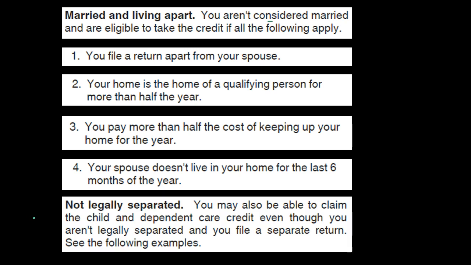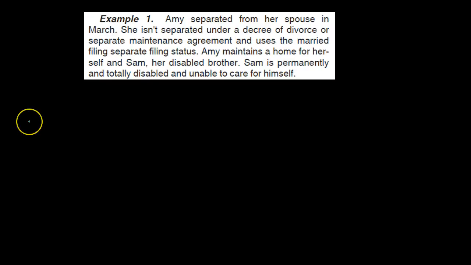You may also be able to take the child and dependent care credit even though you aren't legally separated and you file a separate return. Let's consider some examples. Example 1. Amy separated from her spouse in March. She isn't separated under a decree of divorce or separate maintenance agreement and uses the married filing separate filing status.